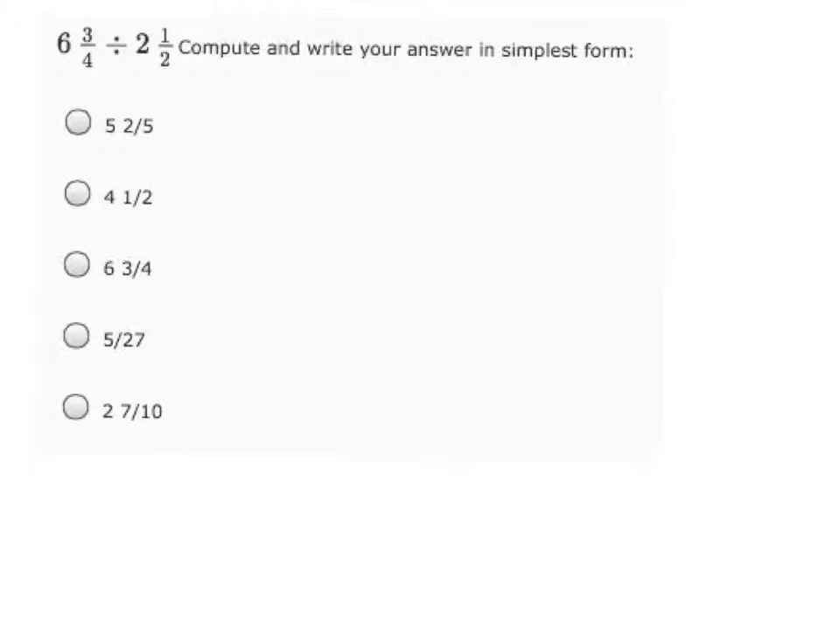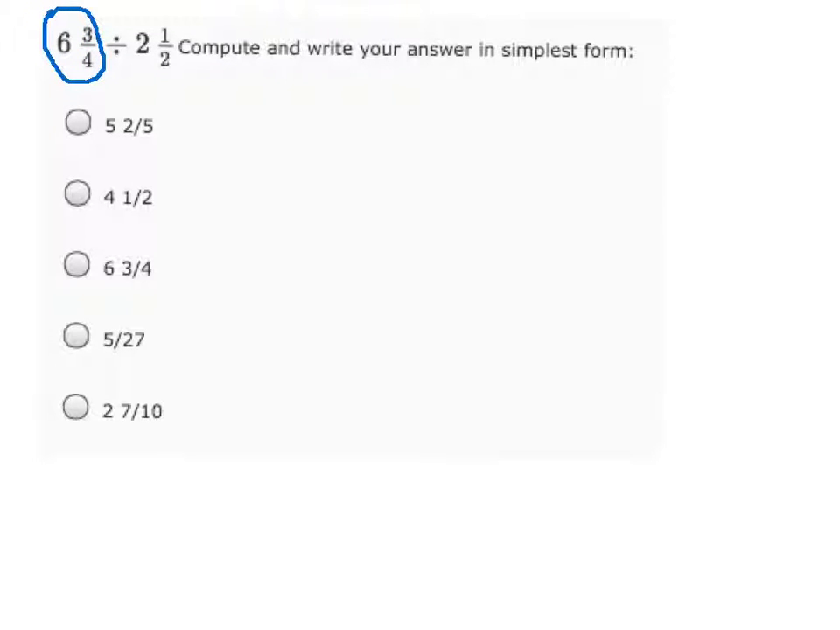In this problem, the first thing to notice is that we are working with mixed numbers. So we want to turn these mixed numbers into improper fractions in order to make the division a little simpler. So let's start with this 6 3/4.